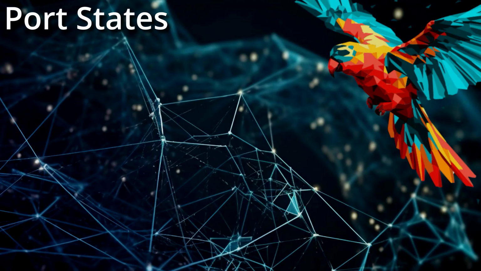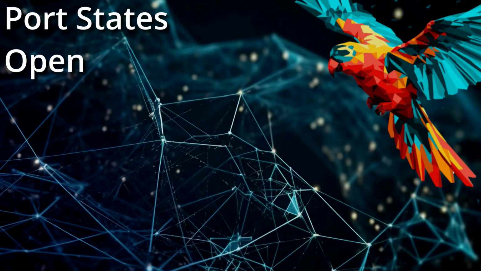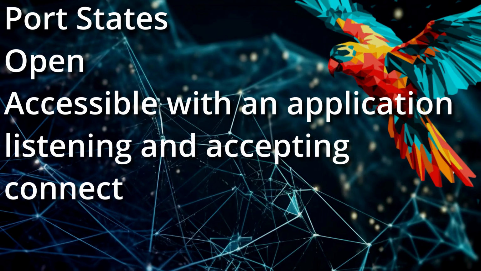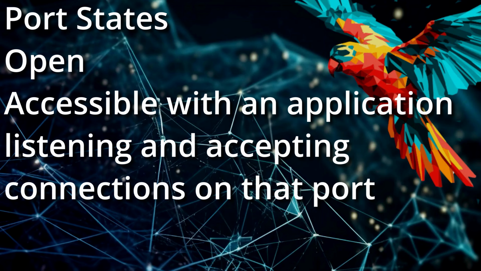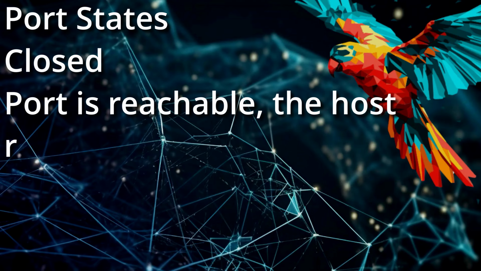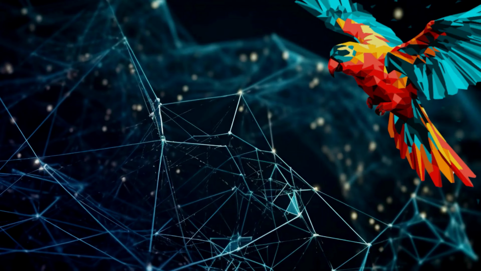Then we go on to port states. Nmap reports ports in various states. There's open, closed, and filtered. There are a few others, but these are the main ones. Open means the port is accessible and an application on the target is actively accepting connections on that port. For example, an open port 80 means an HTTP server is likely running. Closed means the port is reachable, the host responded, but no application is listening on it. You might get a TCP RST response indicating nothing here. Closed ports can later transition to open if a service starts, so they still provide info about the host.